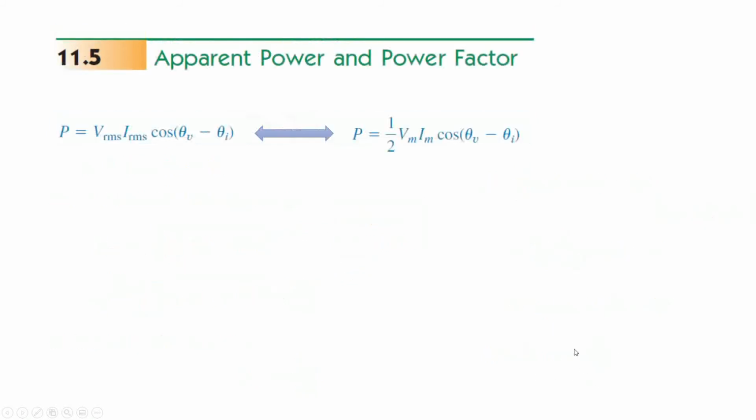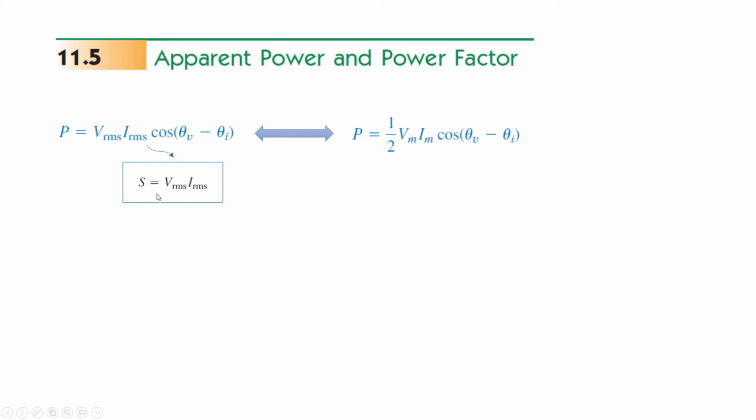Since we are equating the power delivered by AC source with the power delivered by DC source, the power delivered by DC source is represented as a multiplication of V into I. So this particular multiplication can be seen as the DC equivalent of the power delivered by the AC source. So therefore, we call this apparent power, that is S, which is equal to VRMS into IRMS.